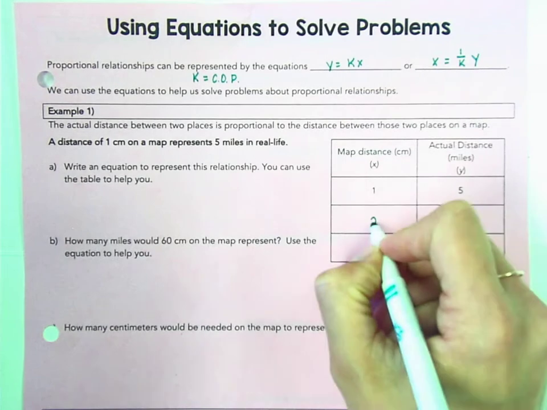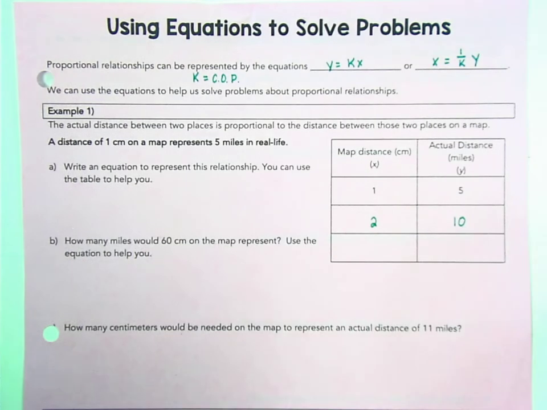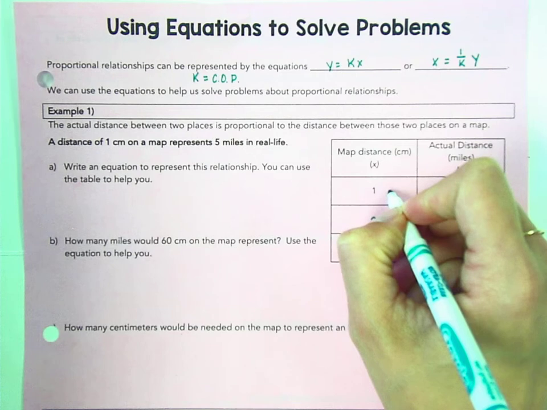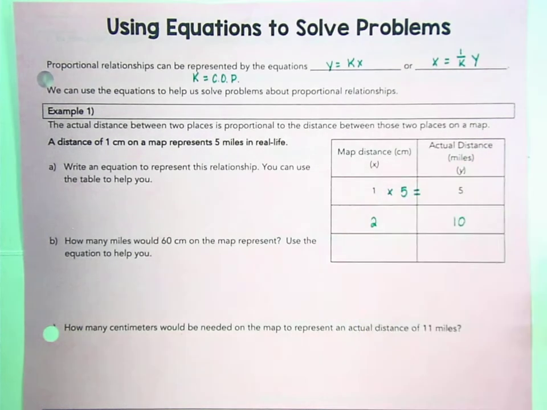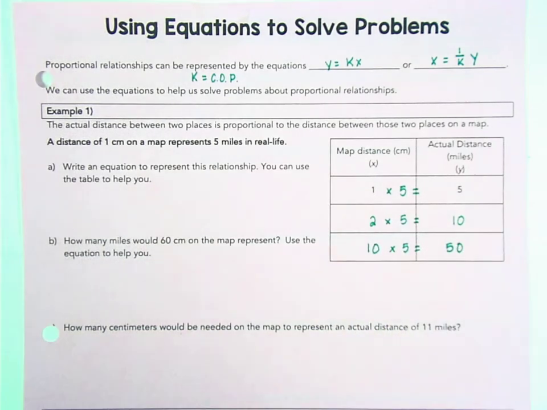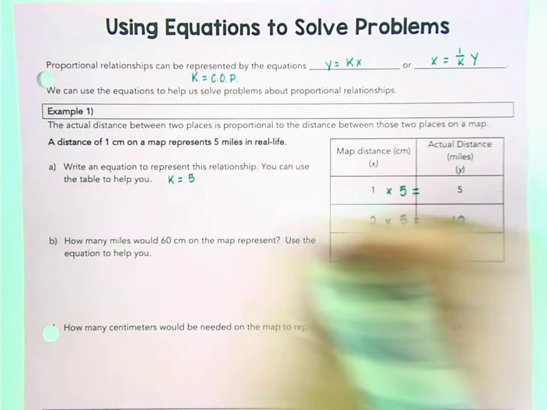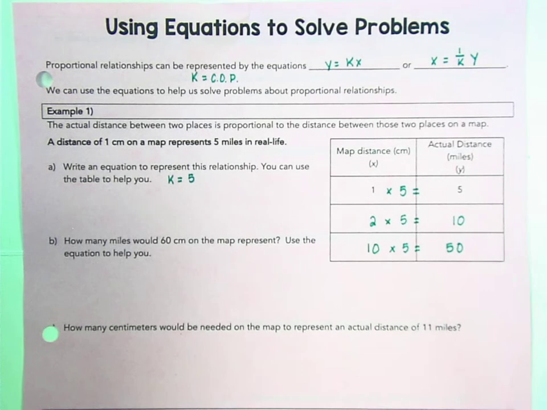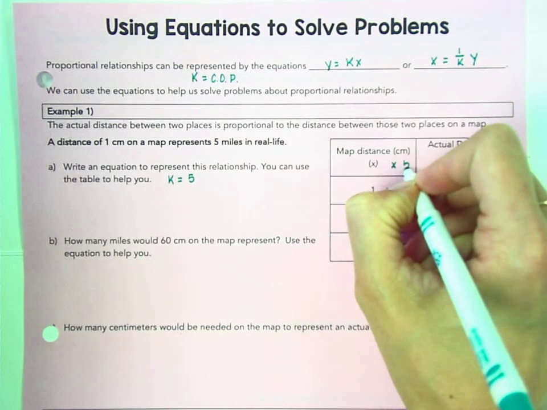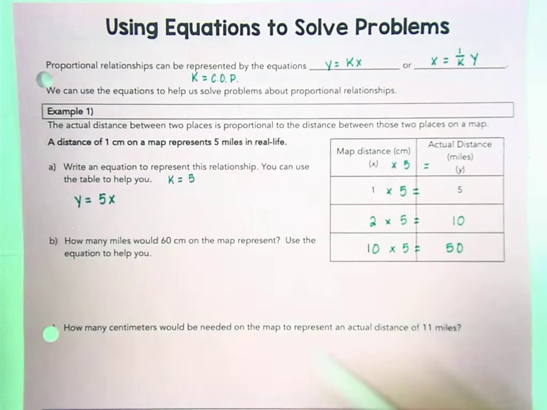So I know 1 centimeter on the map is representing 5 miles in real life. So if I had 2 centimeters, I would have to have 10 miles in real life. And I recognize this because I know to get from my map distance to my actual distance, I'm multiplying by 5. 2 times 5 is 10. And we'll just throw 10 in here. 10 times 5 is 50. So looking at the table, I now know that my constant of proportionality, or k, is equal to 5 because I'm multiplying all of my x values by 5 to get my corresponding y value. To write my equation, I can see I'm also multiplying the x values by 5 to get y. So one equation is y is equal to 5x.